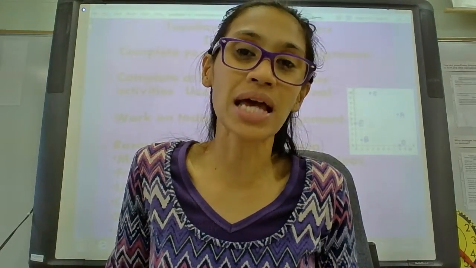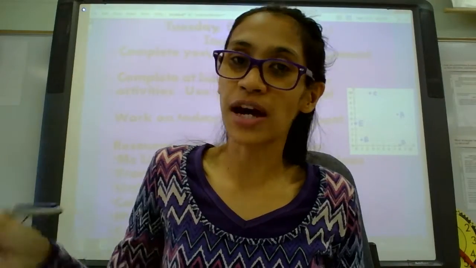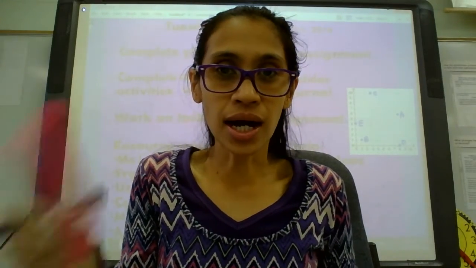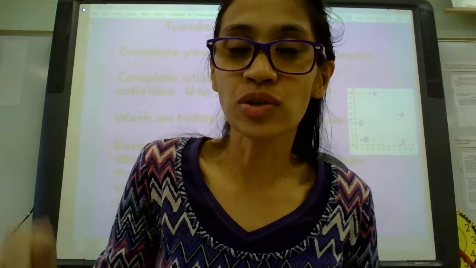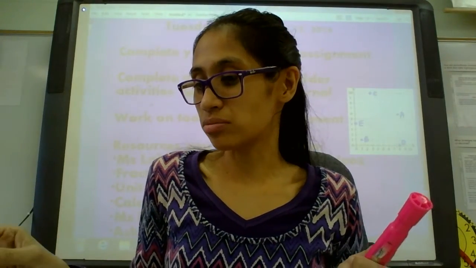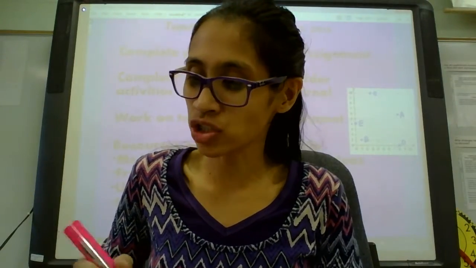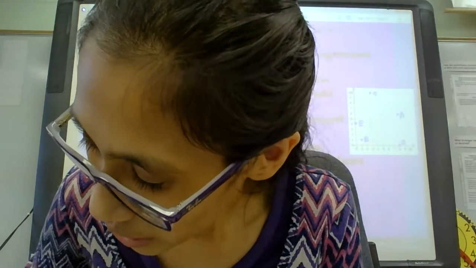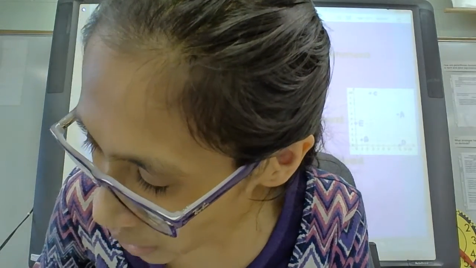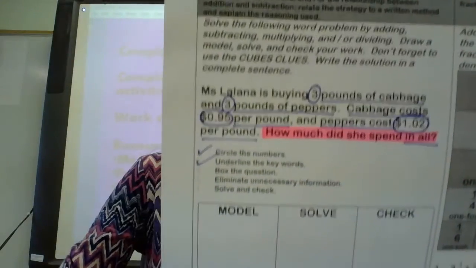The next step is the B step. To do what? Box the question. Find the question. I have my handy-dandy highlighter. You can either box it out, use a highlighter, or maybe draw a circle around it. However you want to mark that question. What does it say? How much does she spend in all? Bam. Done with that step. I need to check that step off.